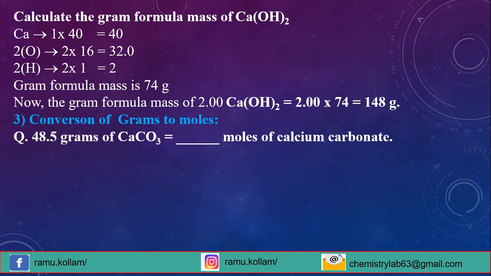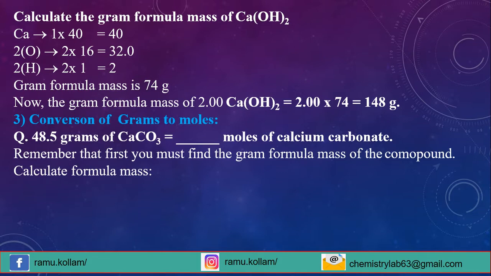Here, 48.5 grams of calcium carbonate is equal to how many moles of calcium carbonate? We have to convert these grams to moles. To convert these, we have to remember that first you must find the gram formula mass of the compound. We need to find out the gram formula mass of calcium carbonate. To calculate this mass, we are going to find it out with the help of one formula.